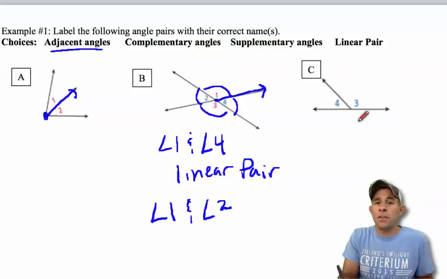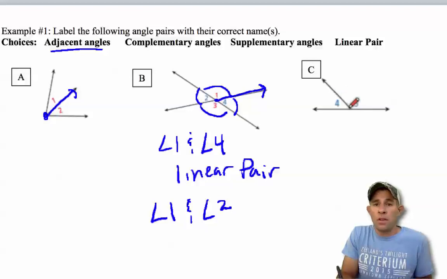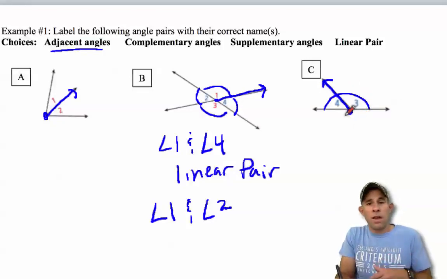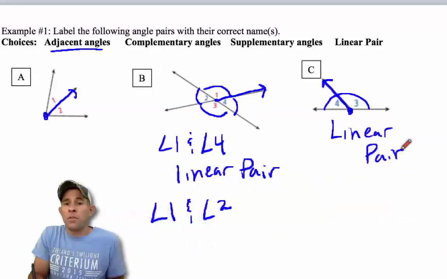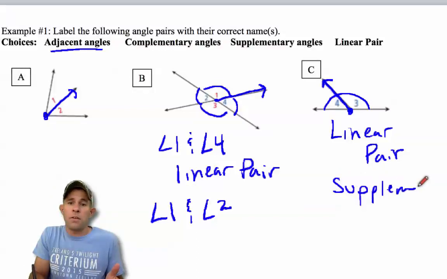All right, let's take a look at the next one here. Letter C, we have angle 3 and 4. It looks like they are adjacent to each other, and they're going to form a straight angle with their non-adjacent ray, and therefore this is a linear pair. And I know when it forms a straight angle, they add up to equal 180, so these guys are also supplementary.